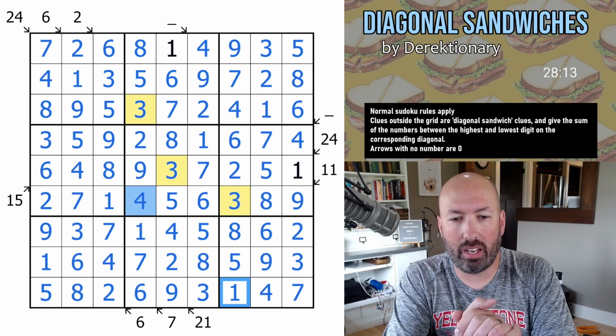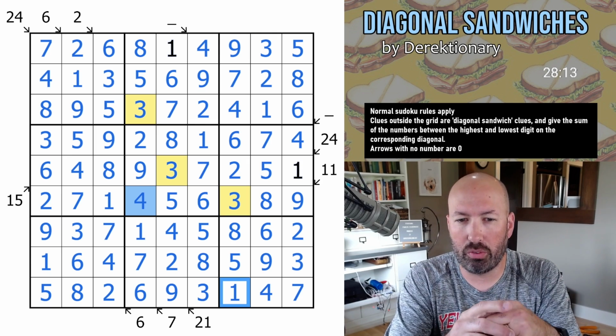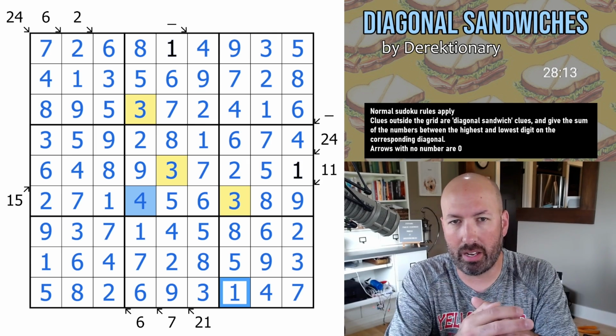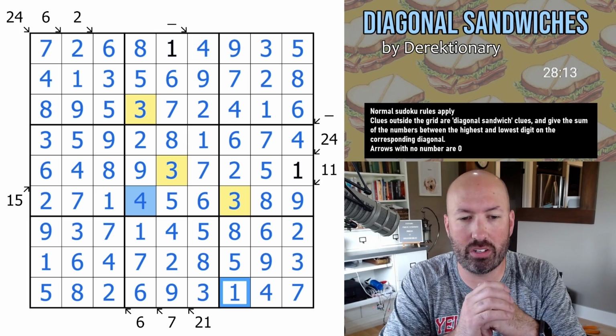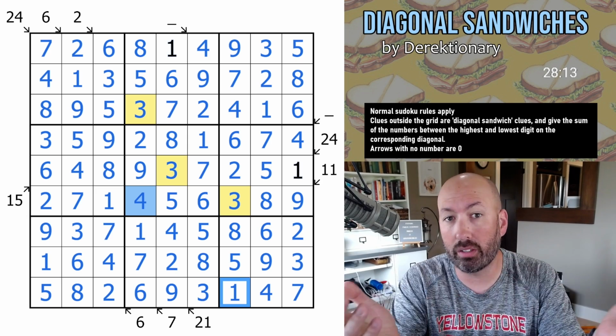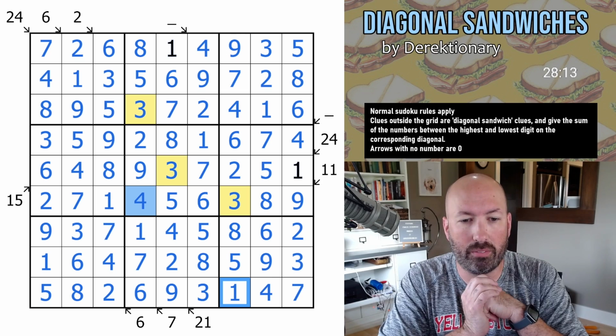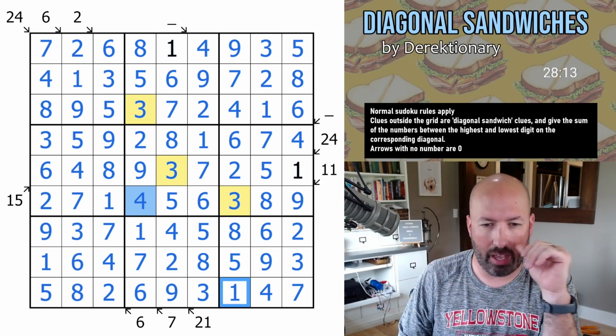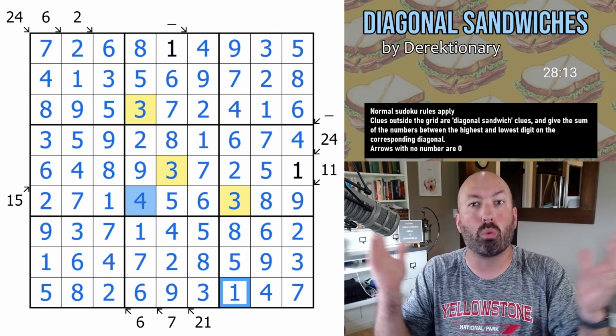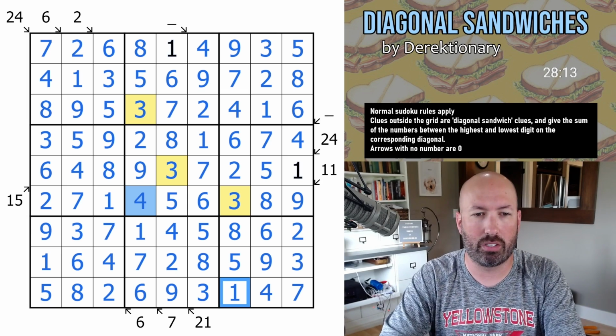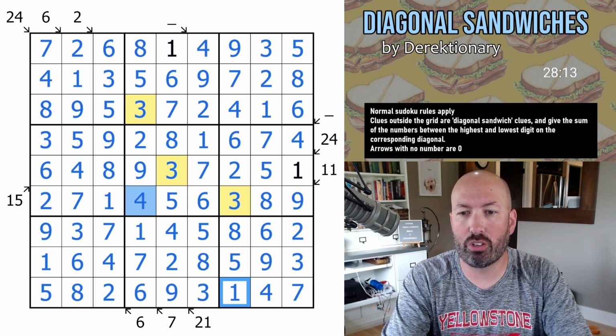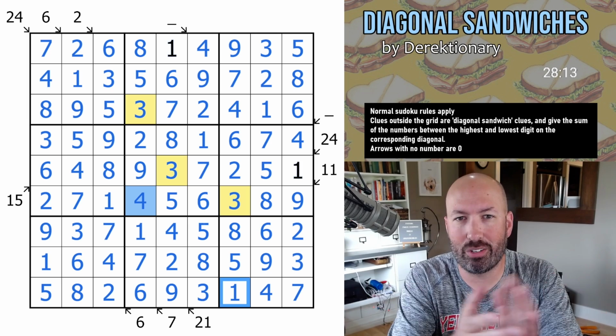I don't think I've ever done a diagonal Sudoku before. I know that's probably not the first time, or a diagonal sandwich, I mean. I'm sure it's not the first time it's been done. I don't remember solving one like that before, though. So very interesting. And it was also interesting having it be the lowest and highest and not like the 1 and the 9 or something like typical sandwich Sudoku. So thank you to Derektionary for sending that to me.